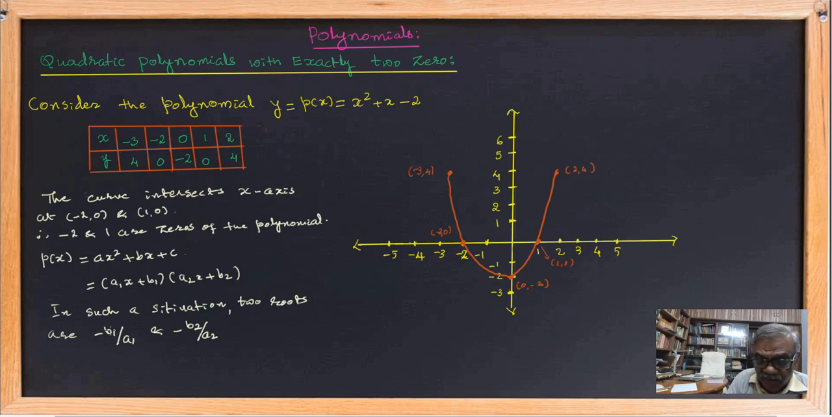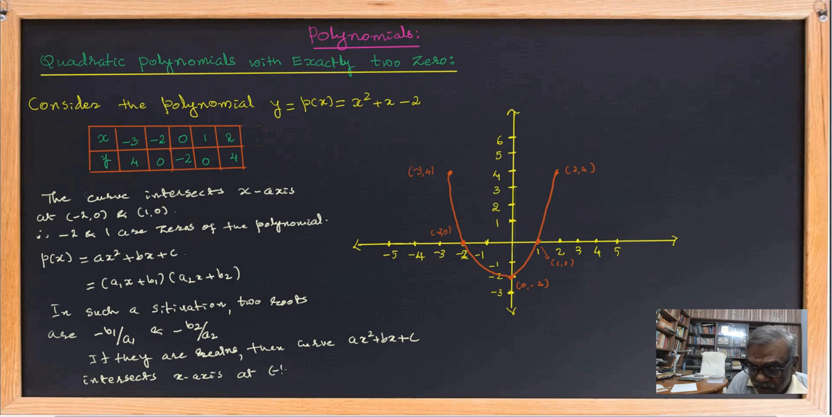And these 2 points, if they are real numbers, then the polynomial or the curve ax square plus bx plus c intersects the x-axis at minus b1 by a1, 0 and minus b2 by a2, 0, and therefore these are the two real roots of the quadratic polynomial.